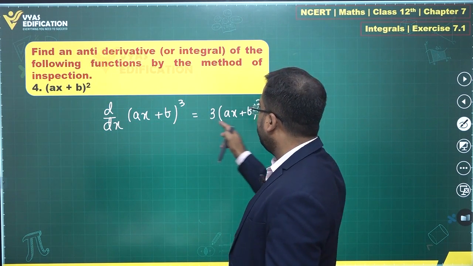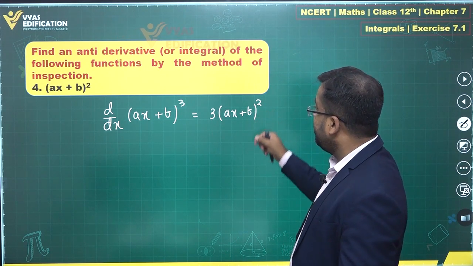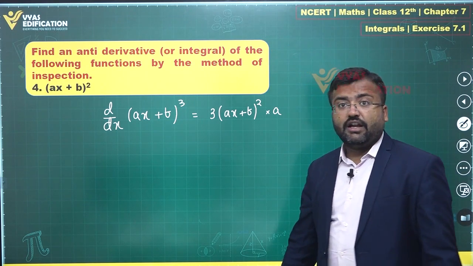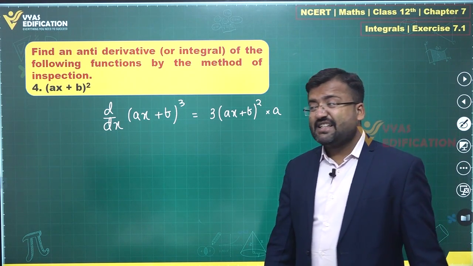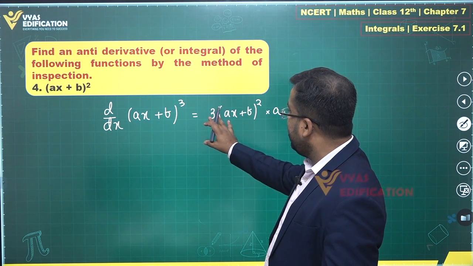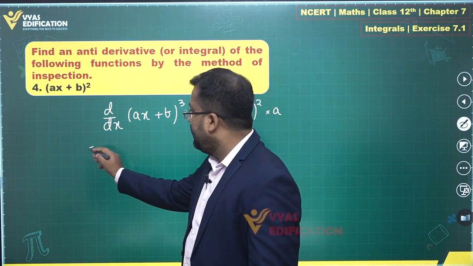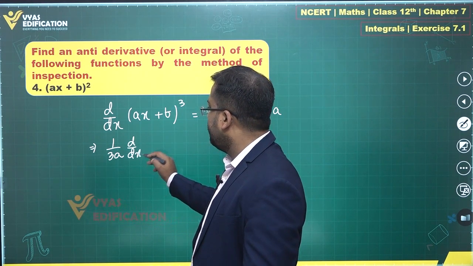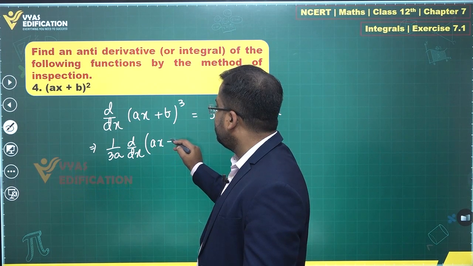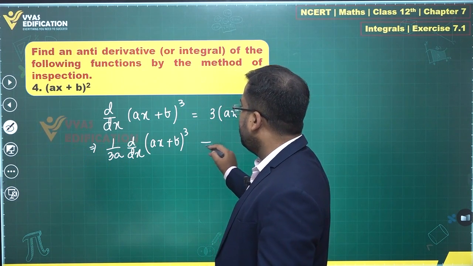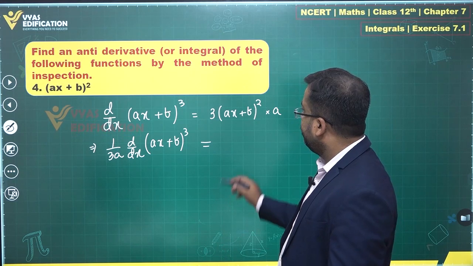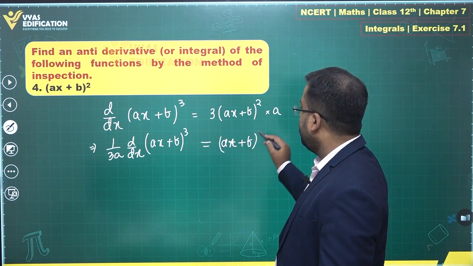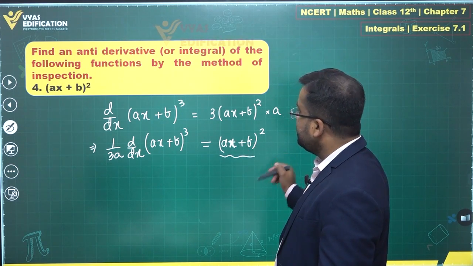This 3 comes here, this power 2, and then we need the derivative of this. What is that? This is simply a, right? Yes. Once we reach this stage, do you observe that this 3, this a can be brought over here and written in this manner. This is 1 upon 3a d by dx of (ax plus b) whole power 3, which is equal to (ax plus b) whole square. Yes, we wanted to separate this and we have separated this.